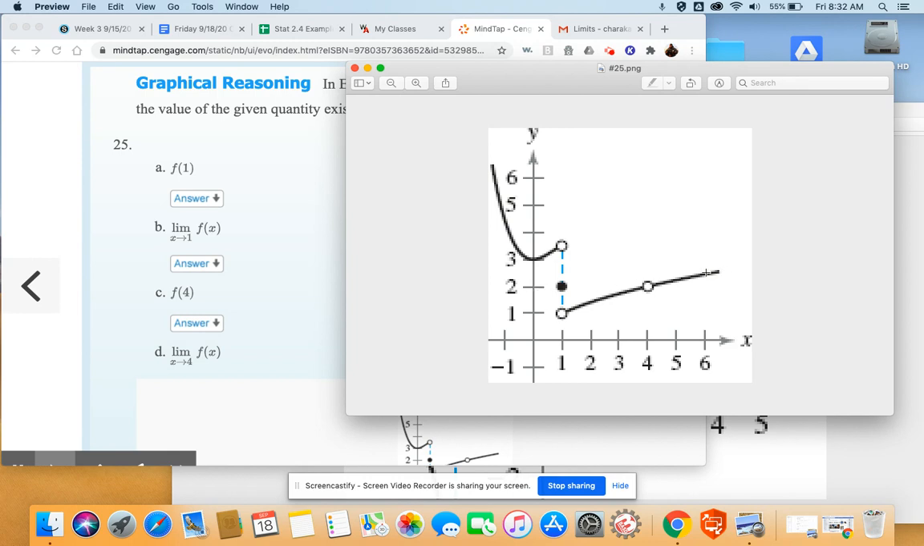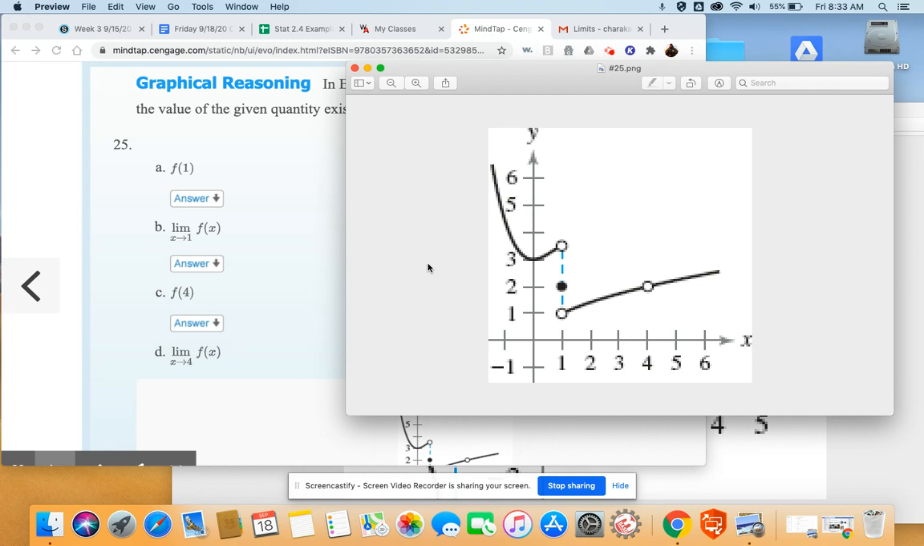If we trace from the right side, again, we're getting closer and closer to a y value of 2. So our graph is approaching the same location from both the left side and from the right side. And therefore, our answer to part D, the limit of f of x as x approaches 4, is going to be that y value of 2 that we're getting closer to from both directions.